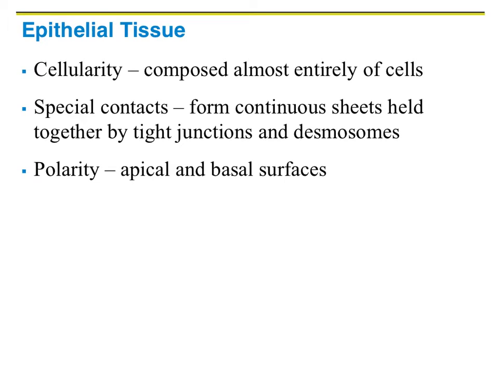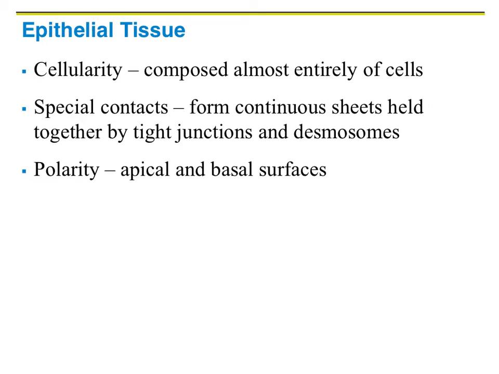Let's begin with epithelial tissue. Notice its characteristics. Epithelial tissue is almost entirely composed of cells. There's very little extracellular material. Cells are tightly packed together and joined by structures like tight junctions and desmosomes.